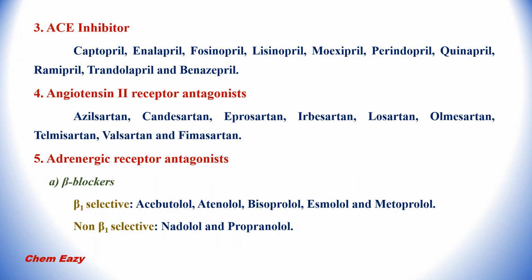Fifth class is adrenergic receptor antagonists. These adrenergic receptor antagonists are again subclassified into beta blockers. Under beta blockers, beta 1 selective drugs are acebutolol, atenolol, bisoprolol, esmolol, and metoprolol. Non-beta 1 selective drugs are timolol, nadolol, and propranolol.